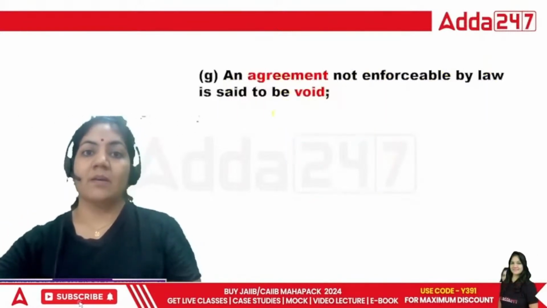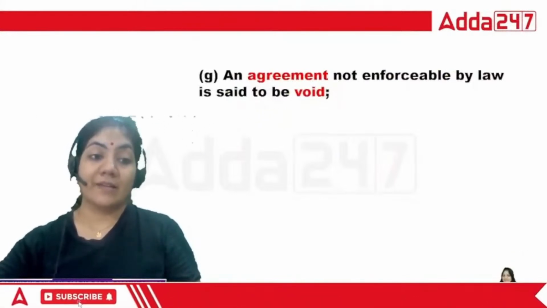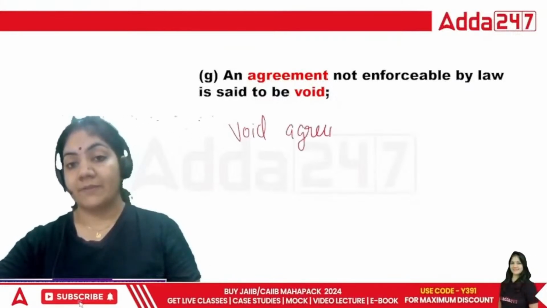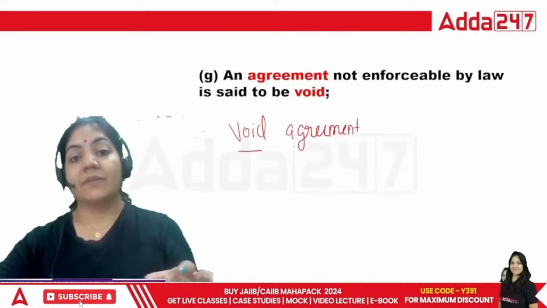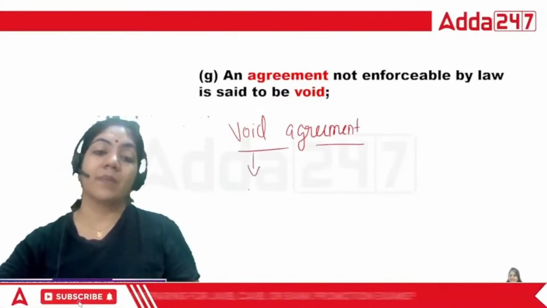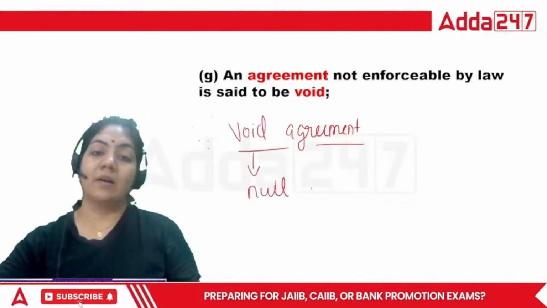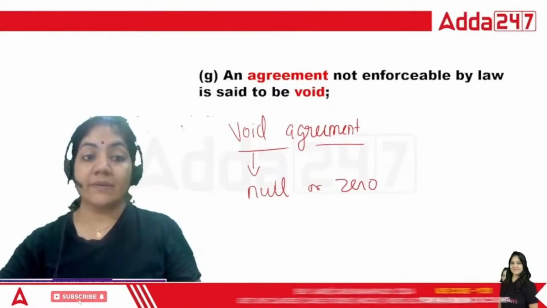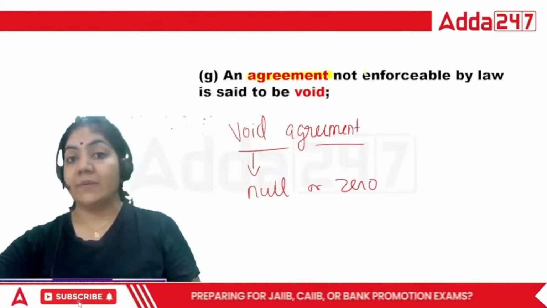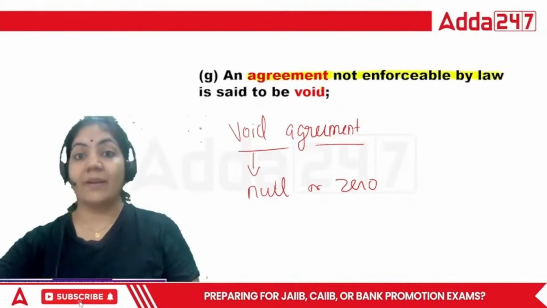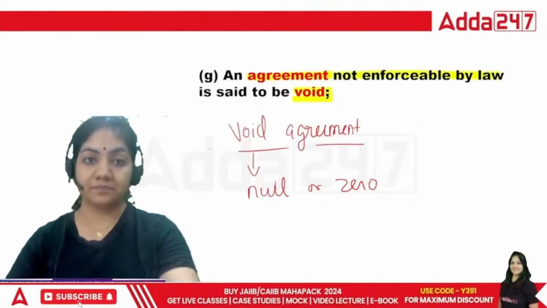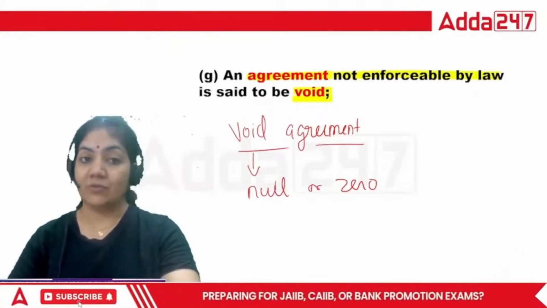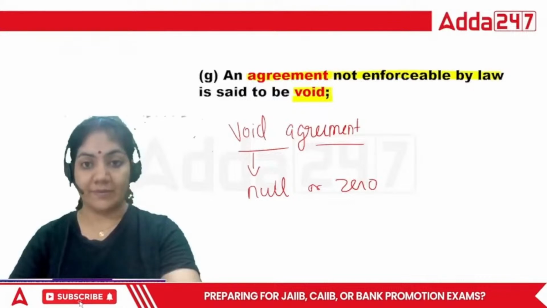Next, what is this? This is void agreement. As you know, there are types of agreement. Void means null or zero. This is called void. So what is written? An agreement not enforceable by law is said to be void. This is called void agreement.